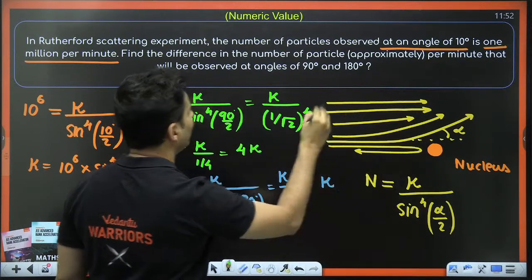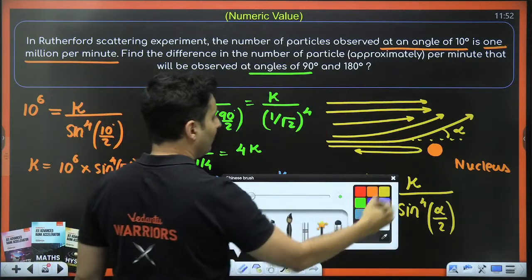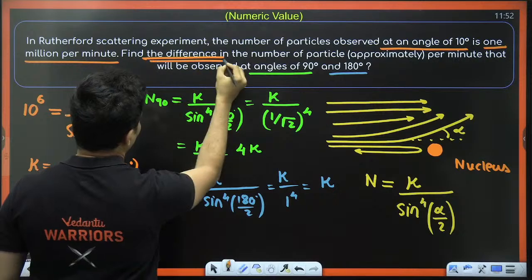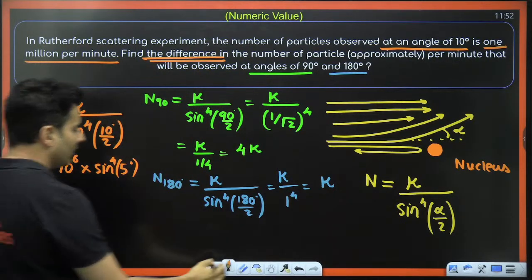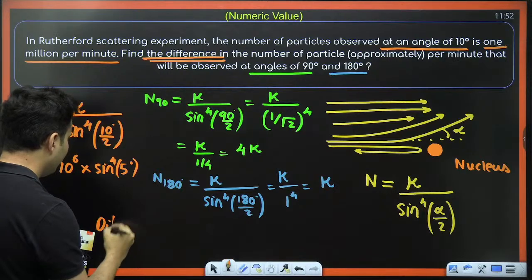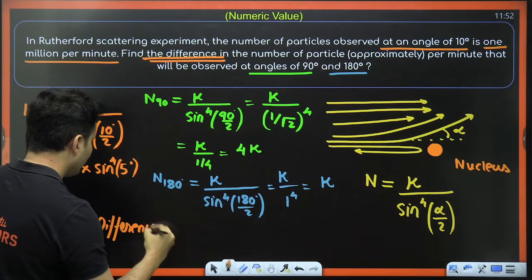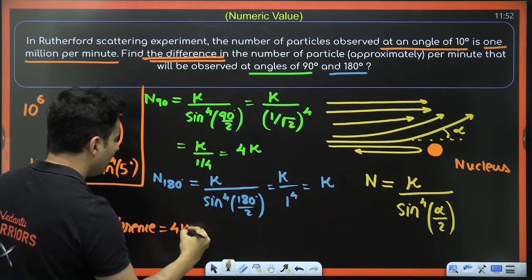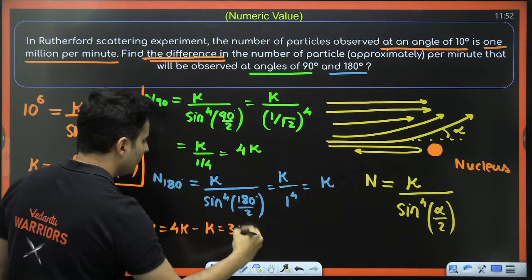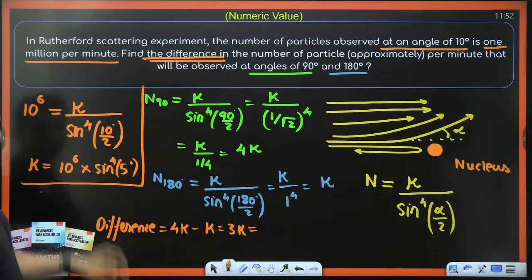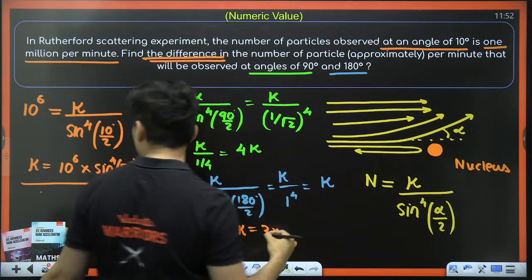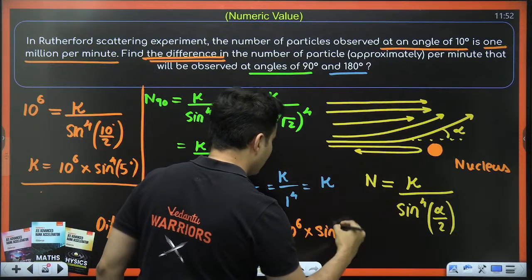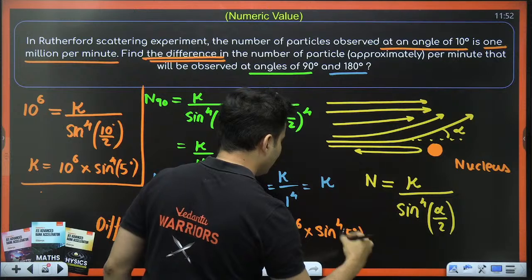Now read the question carefully. You will understand what is asked. 90 degree and 180 degree. You have to find the difference. So the difference what we are talking about is nothing but 4k minus k, which is 3 times of k. But the k value is right over here. So 3 into 10 to the power 6 multiplied by sine raised to 4 of 5 degrees.